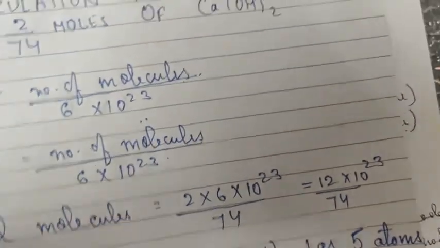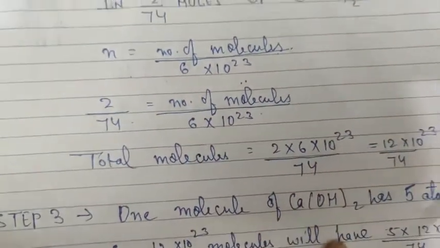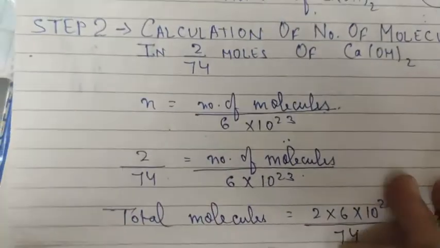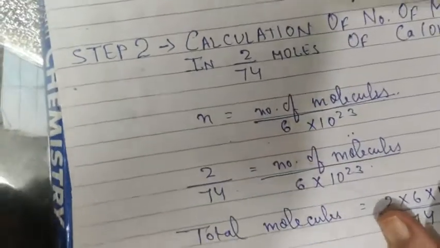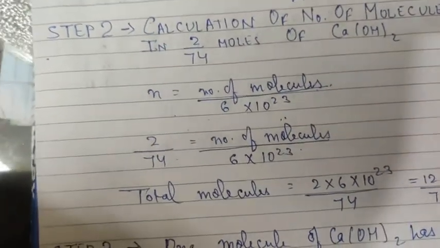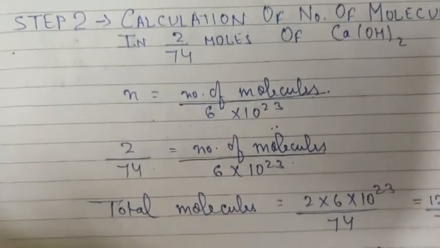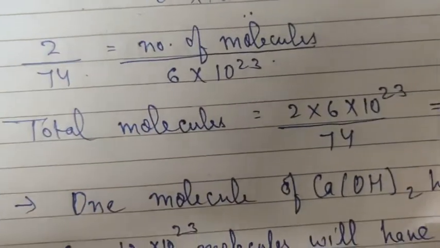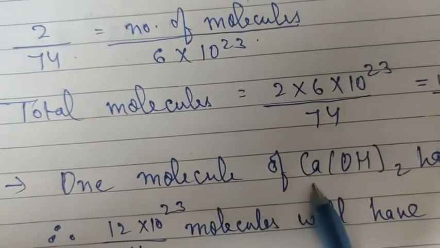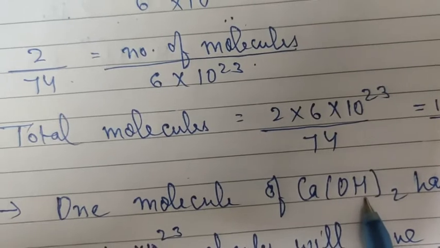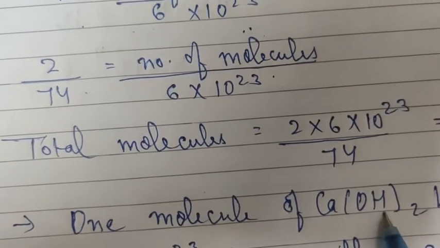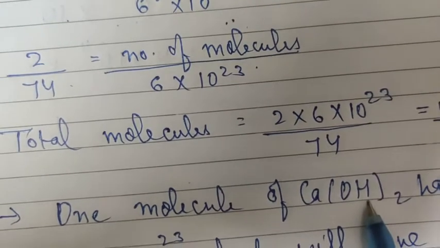So now we have the total number of molecules with us, and we have to find out the atoms. Now in the next step, what we are going to do? First of all, you'll find out the number of atoms in one molecule of calcium hydroxide, which can be obtained with the help of the molecular formula itself. As you can see here, the molecular formula of calcium hydroxide is Ca(OH)2. So according to the formula, the number of atoms in one molecule of calcium hydroxide should be 5.